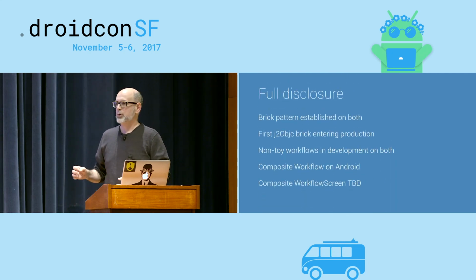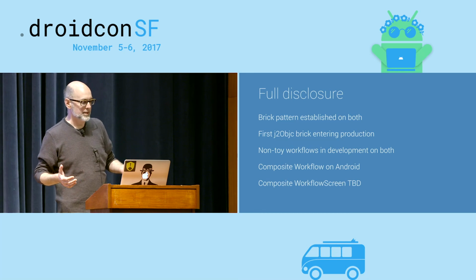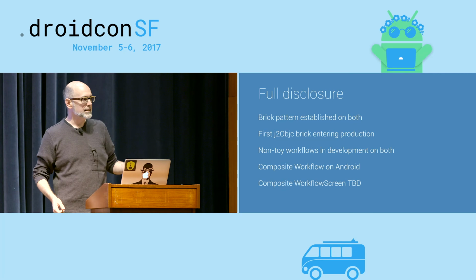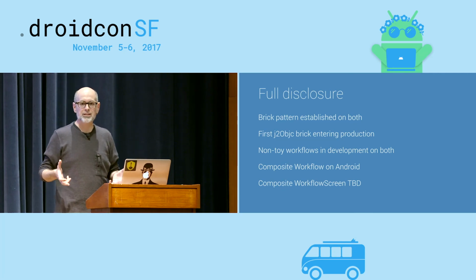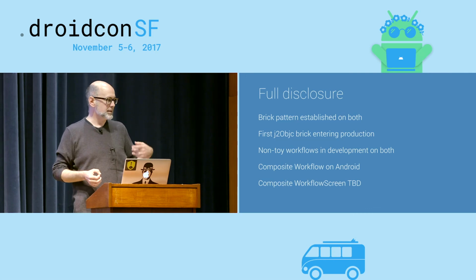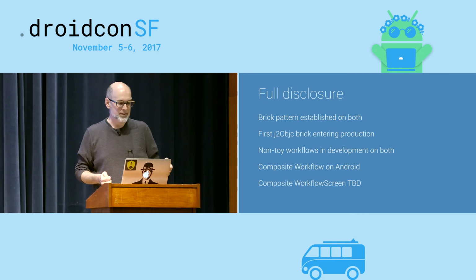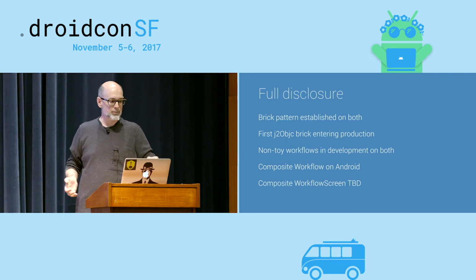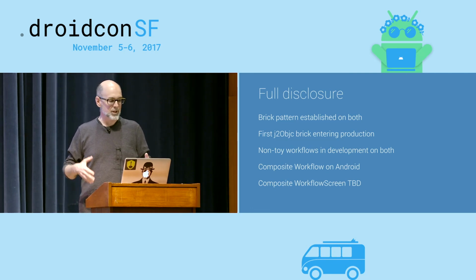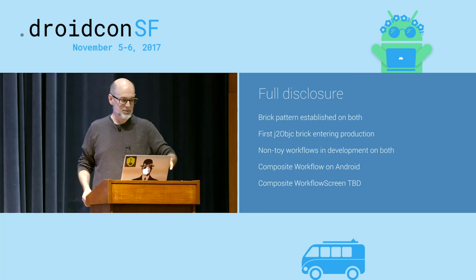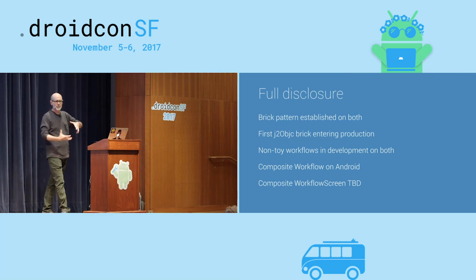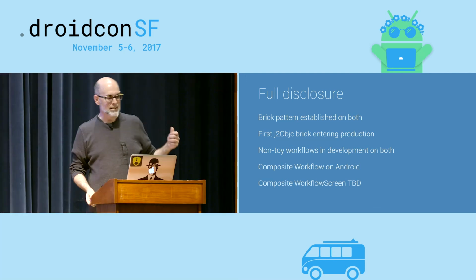Then finally, a quick report on how we're actually doing with this. We said we're about halfway through our 2-year master plan. The brick pattern was a pretty easy sell. We've got some fundamental bricks being written on both platforms. The idiom kind of explains itself, even on iOS where there's no React library that they can take advantage of. We've got our first big J2ObjC block of code entering production. It seems to be working out. We've got non-toy workflows in development on both platforms. On Android, we're actually snapping together workflows of workflows.